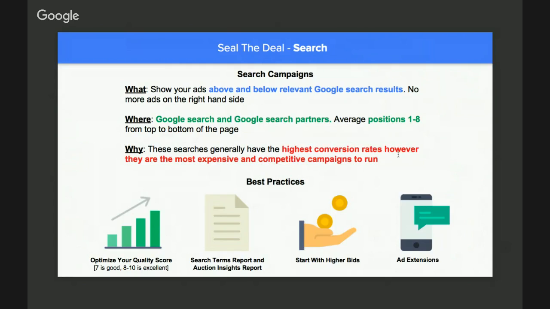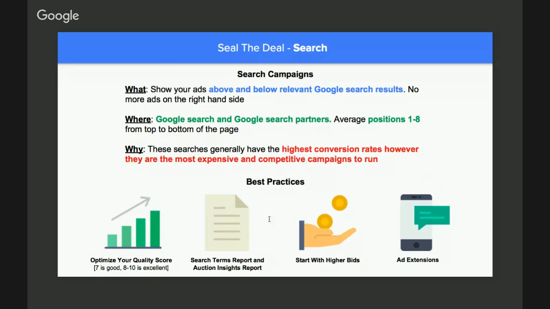So start with higher bids to show your ads closer to position number 1, which generally means higher click-through rates, which will give you a higher quality score, which will hopefully lower your costs. And then lastly, you want to add ad extensions. Ad extensions are totally free. They're now part of Quality Score, very recently, and they make your ad bigger. There's no reason not to add as many extensions as possible.